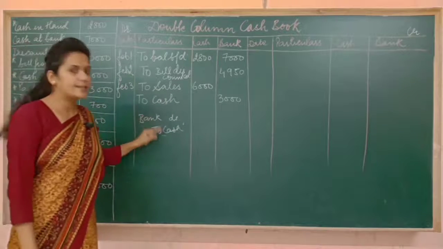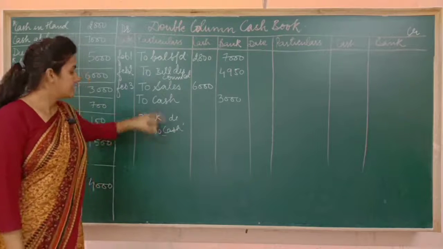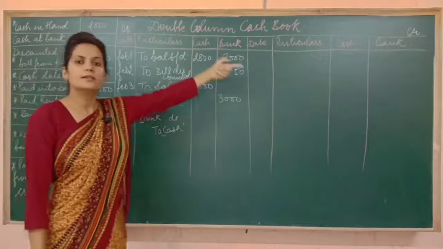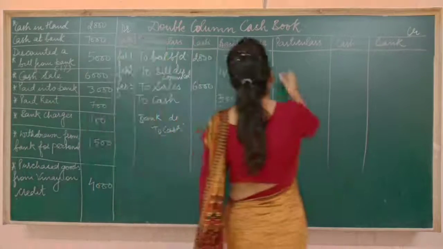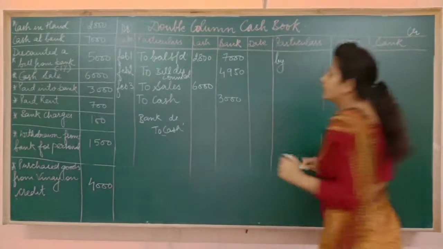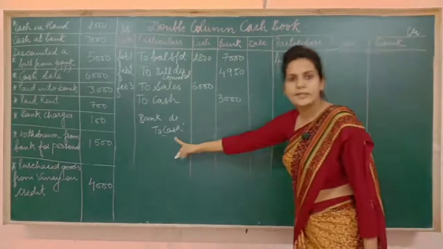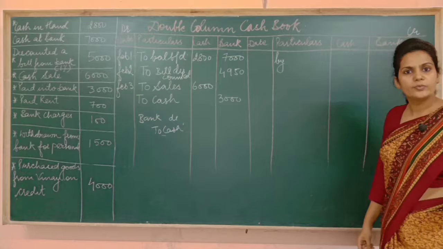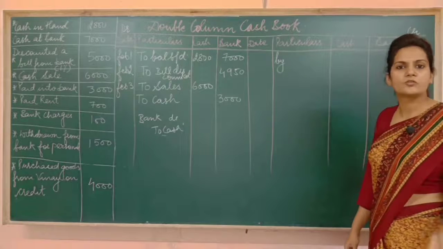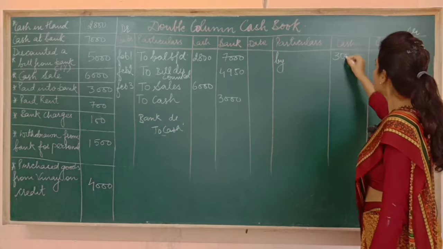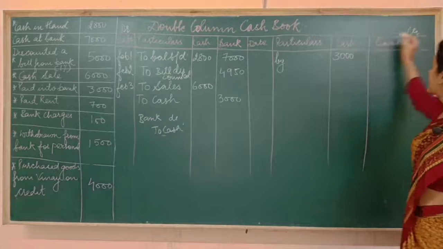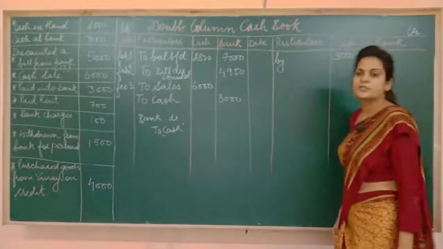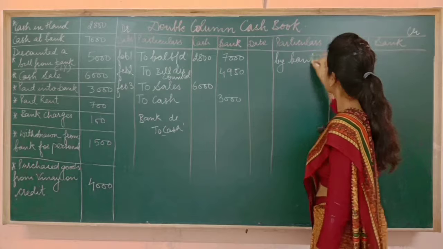Now I have to check the next aspect of this transaction. In the same entry, cash is credited, so the entry will be on the credit side. Now, as the entry will be on the credit side, you will start with the word by. Cash is credited means cash has gone out of the business because you have deposited rupees 3000 into the bank. So, as cash has gone out, write 3000 on the credit side of the cash. Now cash is credited because of bank. So you are going to write by bank.